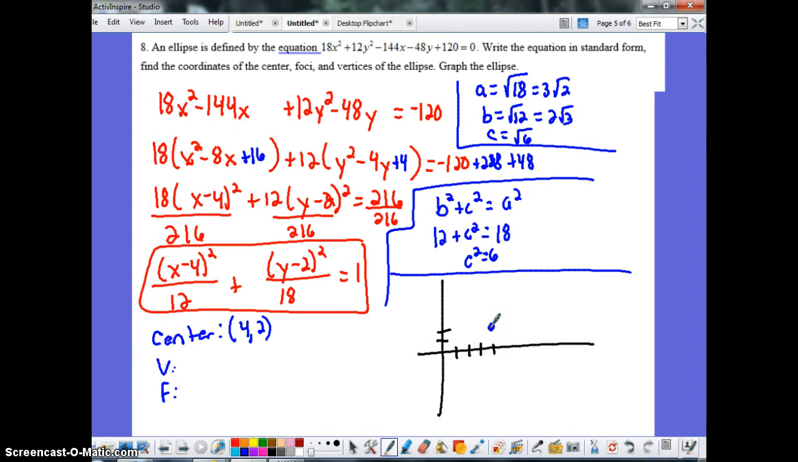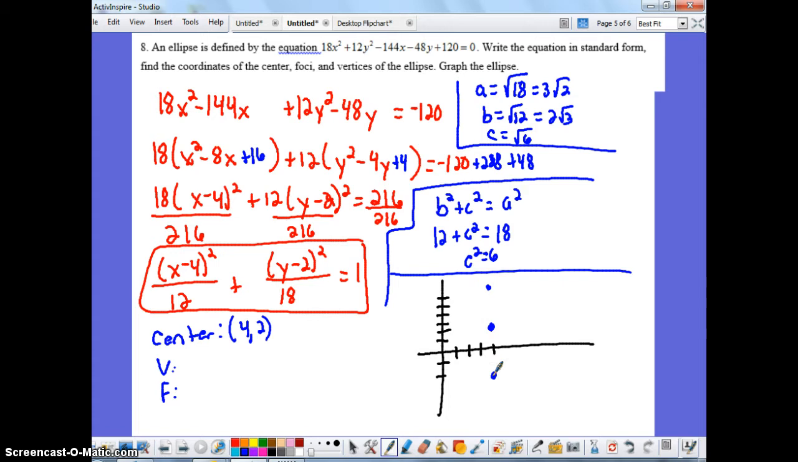I know that this is going to be a vertical ellipse. It's going to be going up and down. The major axis is going up and down because 18, which is my A, matches up with a Y. So I have to go up square root of 18, come down square root of 18, and plot those points. Square root of 18 is going to be a little bit more than 4. It's going to go up 1, 2, 3, 4, and then down 1, 2, 3, 4, and plot on the other side of that as well.